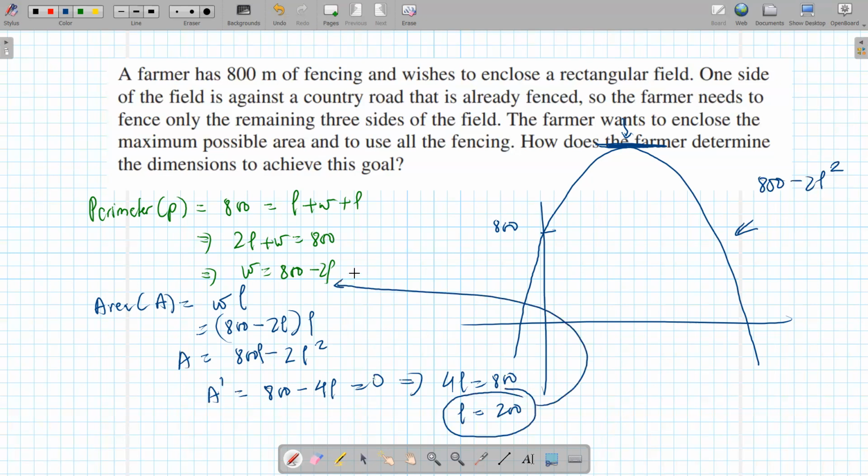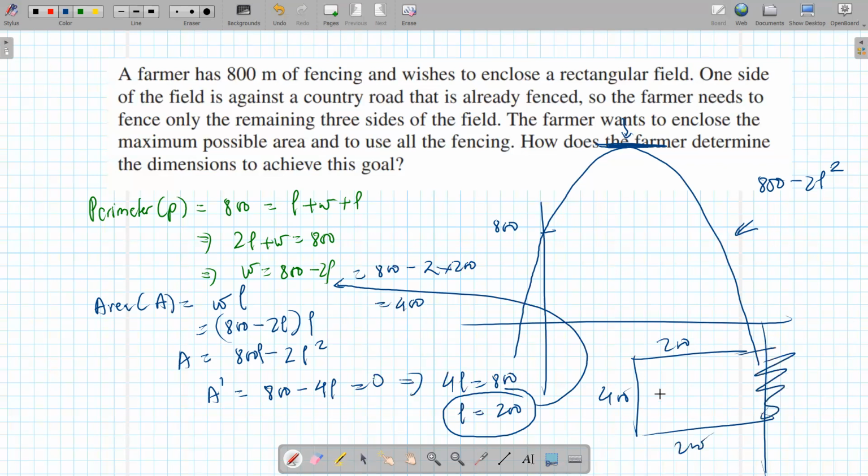That means our width is going to be 800 minus 400, 400. So the width should be 400, and the L's should be 200 and 200, and there's a road here. That'll give him the maximum amount of area using 800 meters of fencing. So there you go. That's a real life application of this.